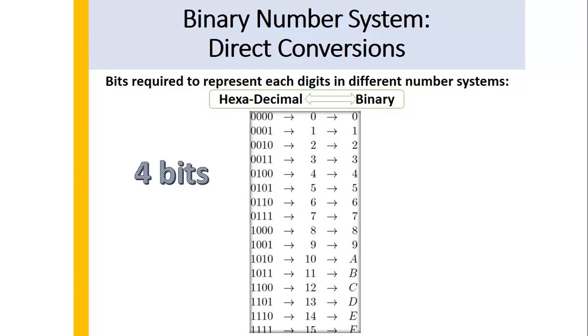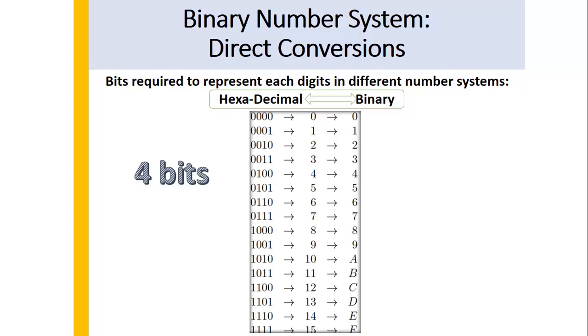There are 4, we require 4 bits. Now let's try and understand this 4-bit concept. The 4-bit concept says, if I have one digit in hexadecimal and I try to convert that digit into binary, each digit in hexadecimal would have 4 bits or digits in binary.